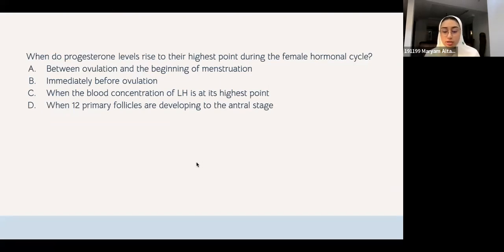Okay, so next question. When do progesterone levels rise to their highest point during the female hormonal cycle? A, between ovulation and the beginning of menstruation. B, immediately before ovulation. C, when the blood concentration of LH is at its highest point. D, when 12 primary follicles are developing to the antral stage. What do you guys think is the answer here?